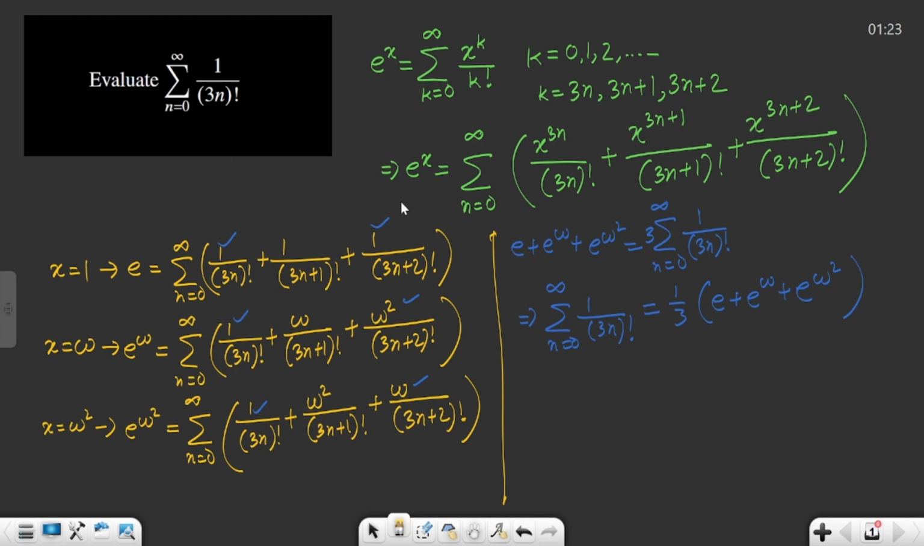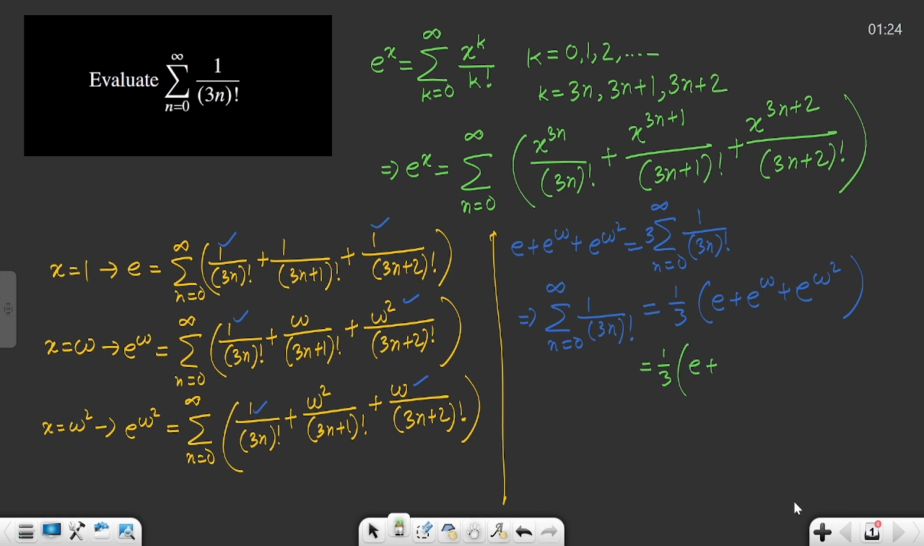Now, can you think that this should be a real number, right? The value should be a real number. Okay. Then why are we getting a complex number? So let's simplify this more. Okay. Let us simplify this more. So let's do it. So we will write this as 1 by 3 into e plus.